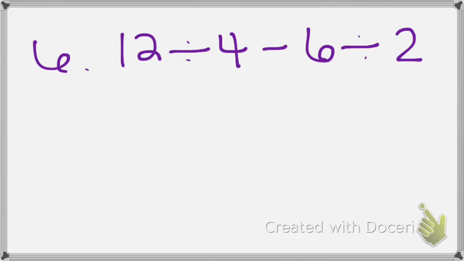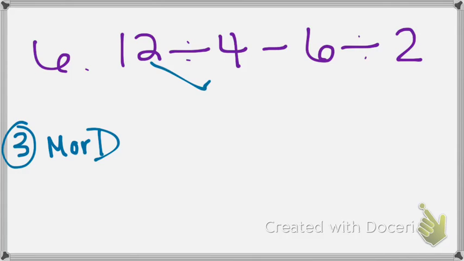All right, here, again, no parentheses, no exponents. Level 3, though, is multiply or divide. And in this case, we do have division. I'm going to do what comes first. So there's 3 4s in 12. Bring down 6. And the minus, bring down the divide and the 2.